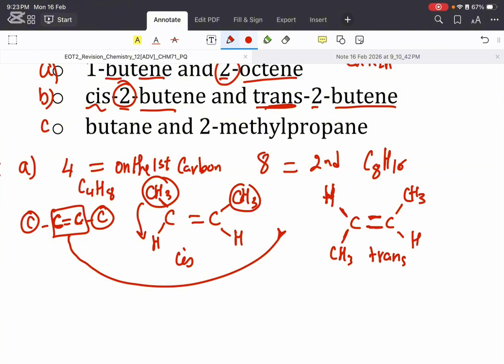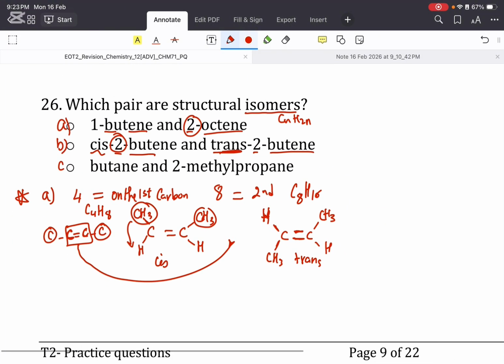Now, I wanted to draw these. I know that these are not structural isomers. These are geometric isomers. But I just wanted to show you how to draw them.